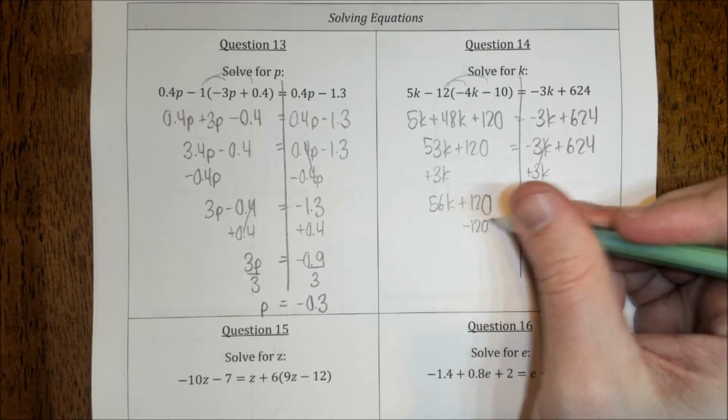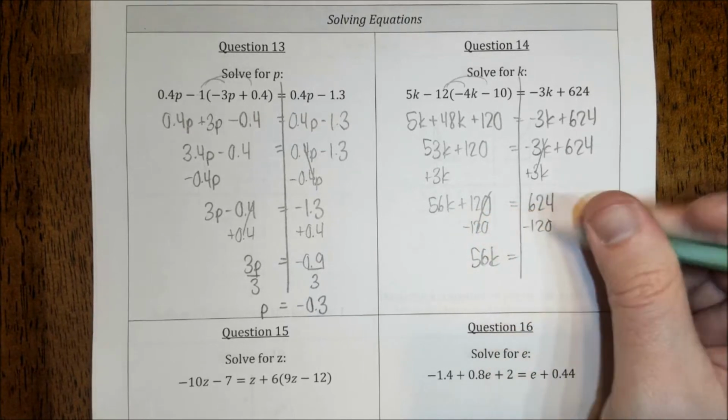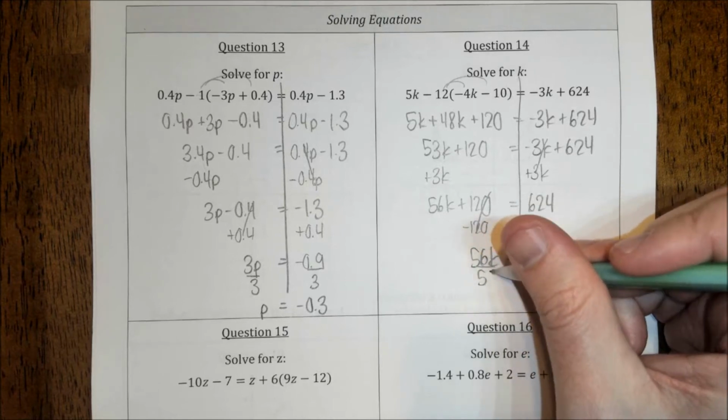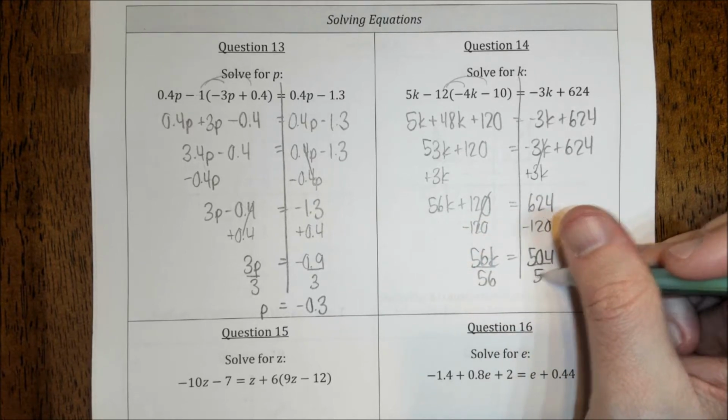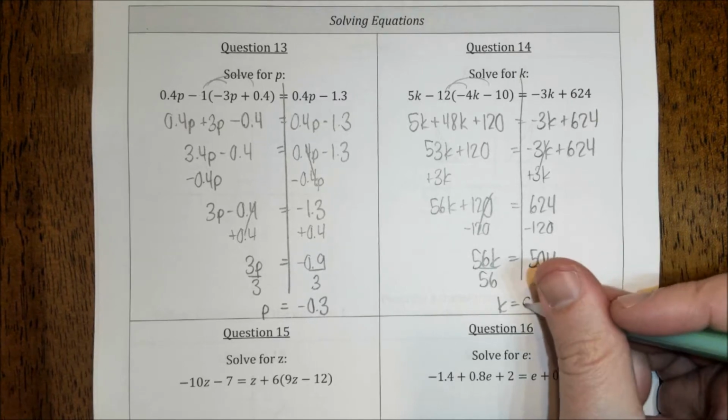Next step is to do minus 120 to both sides and get 56k equals 504. And divide both sides by 56. And the answer to this is probably 8. Let me double check. Oh, whoops, 9. K is 9.